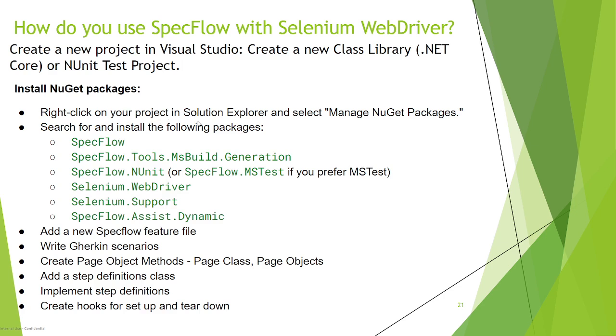Okay, so you can right click on the solution explorer and select manage NuGet packages. Once you click on manage NuGet packages, you will get a screen where you will search for these packages, and once you find these, you can just install. Next step, once all the configurations are done, is to add a new feature file. To add a new feature file, you can right click on your project, click on add new item, choose a Specflow feature file and name it, let's say login.feature. Then in that you can write Gherkin scenarios.